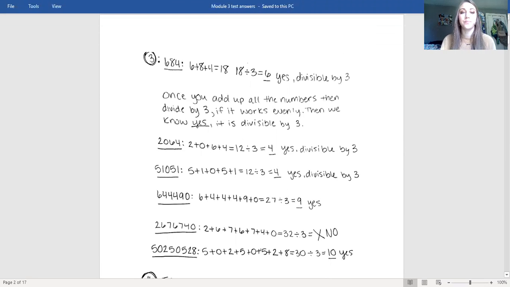For 3, to find out if it's divisible by 3, you have to add up all the digits in the given number, and if the sum divides evenly by 3, then yes, it is divisible by 3. For example, the first one, 684: 6 plus 8 plus 4 equals 18. 18 divided by 3 is 6. So yes, it is divisible by 3. My bad.